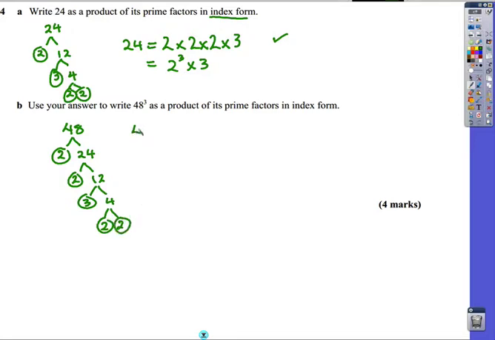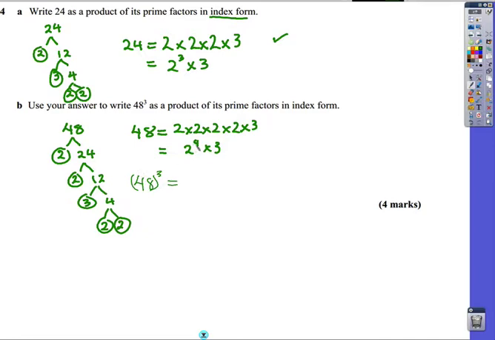And 48 is equal to 2 times 2 times 2 times 2 times 3, which is 2 to the power of 4 times 3. The pen is a bit too thick, I'm just going to reduce its size. Then they said to themselves, well, we're not doing the product of prime factors of 48, we're doing the product of prime factors of 48 cubed.